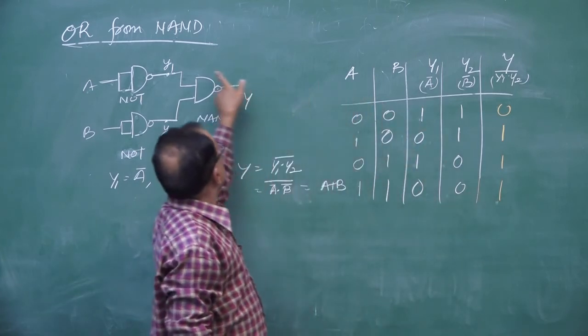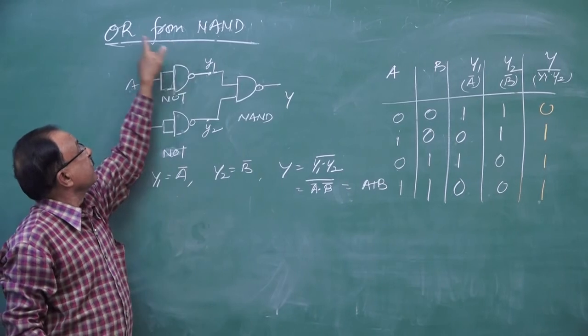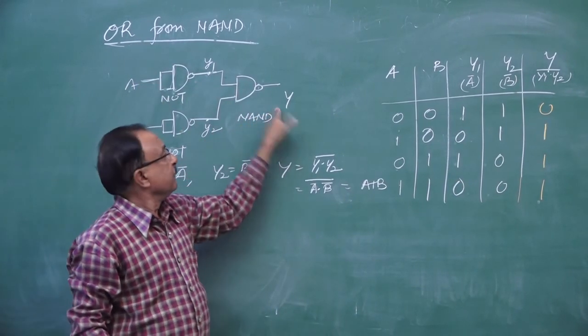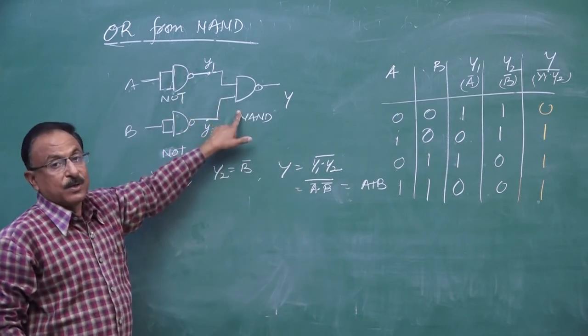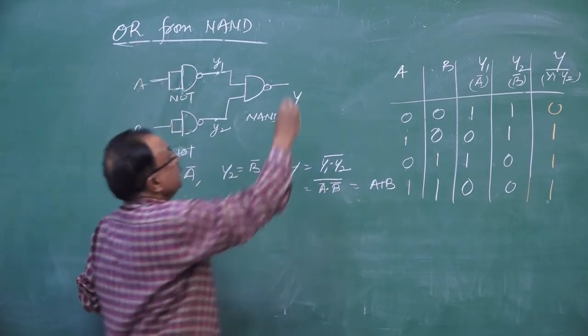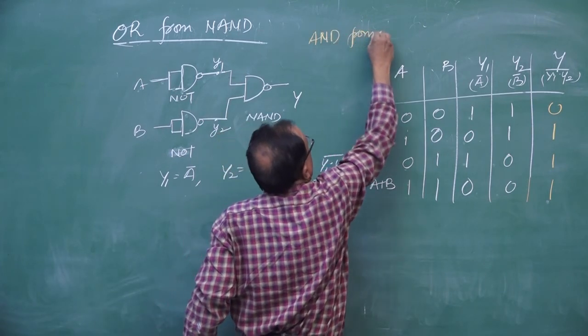So this way we got the NAND gate converted into an OR gate, or we got the OR gate from the NAND gate. Similarly, you can get the AND gate from the NOR gate. In the same way we can get the AND from NOR.